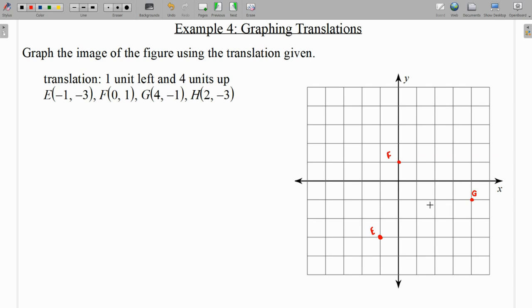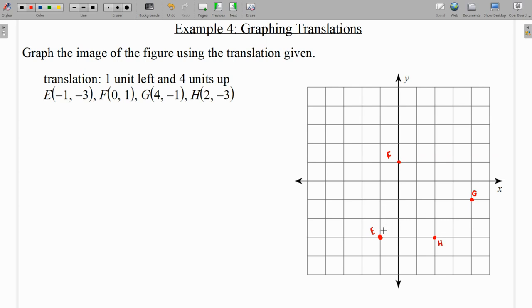And then my fourth and final point is H. So I start back at the origin. It says 2. That means I go 2 to the right. And then I go -3, which means 3 down. So 1, 2, 3. And I'm going to have a point right here, and that's going to be labeled as H.